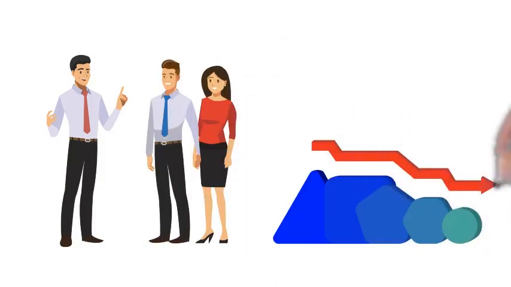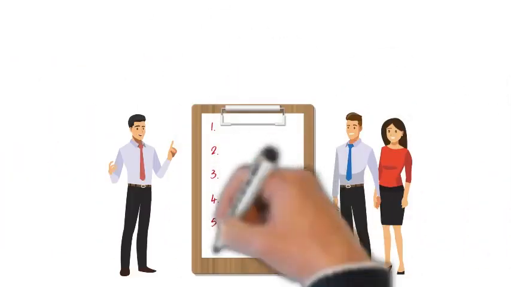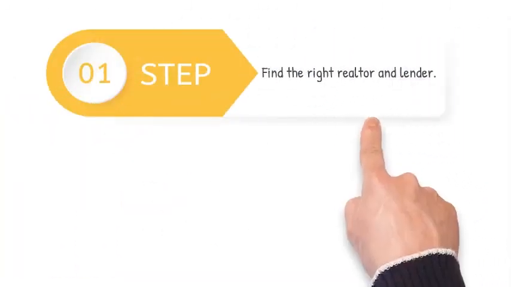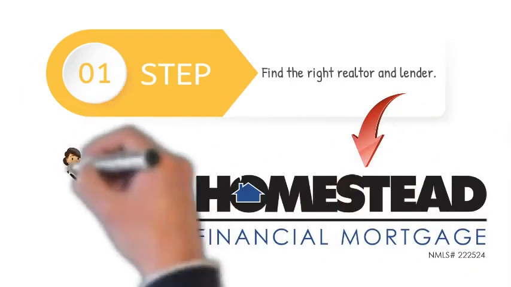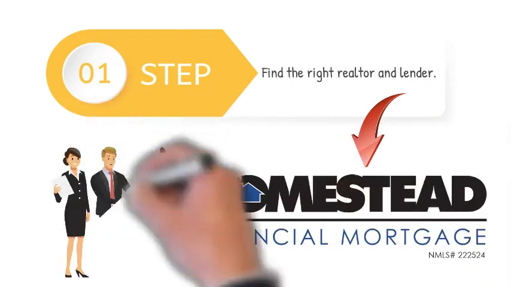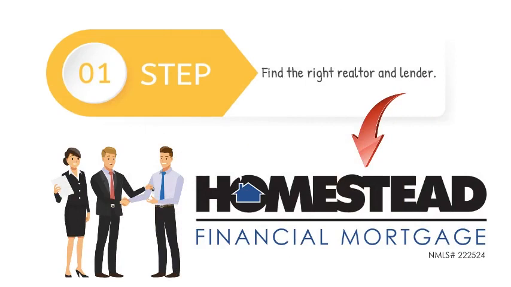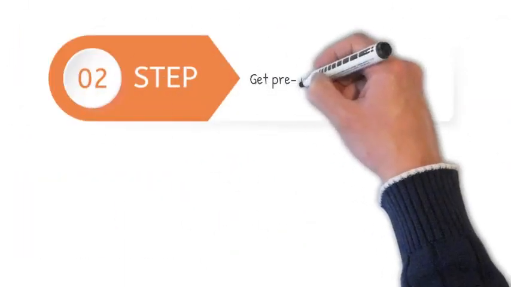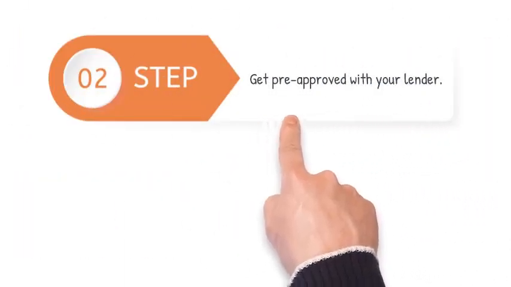Here's what we have found to be the keys to managing the transition successfully. We're going to take this from a step-by-step perspective. Step one, find the right realtor and lender. Really, we can't emphasize this enough, as these two will be your proper guide to all of the moving parts of the transaction. Step two, get pre-approved with your lender.